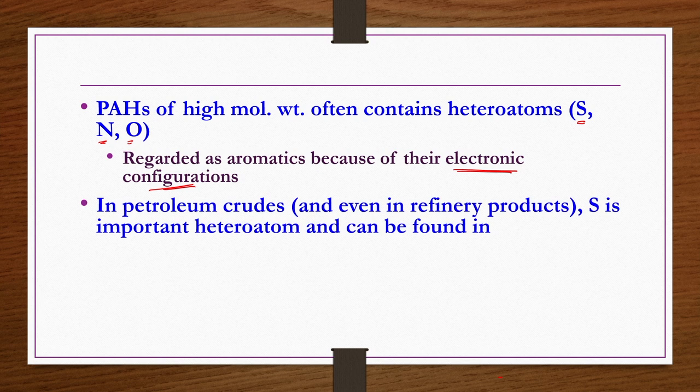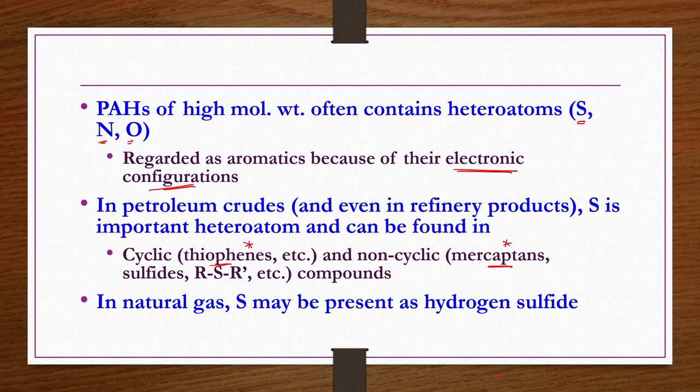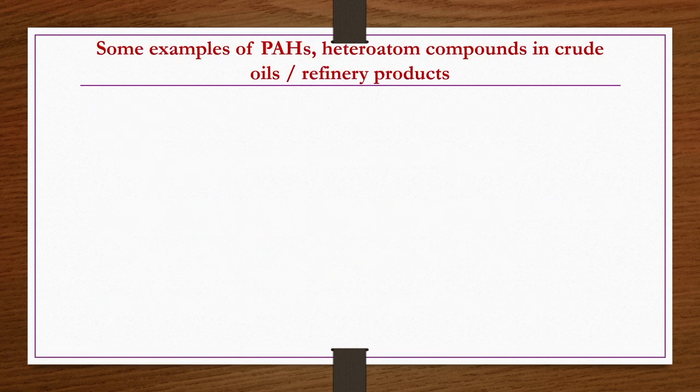In petroleum crudes and even in refinery products, S is an important heteroatom and can be found in cyclic and non-cyclic components. Cyclic thiophenes, etc., and mercaptans if it is non-cyclic compounds are present. Some examples of thiophenes and mercaptans we have seen in the first chapter of the course. We are going to see them in the next slide anyway. In natural gas, sulfur may be present as hydrogen sulfide impurity. Okay, it is present in different forms. Some of the forms we are going to see.